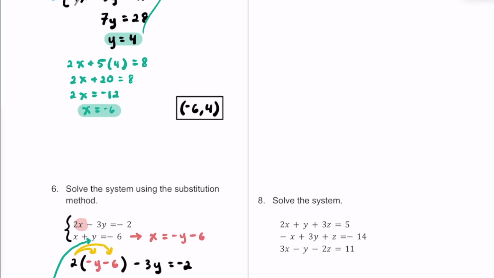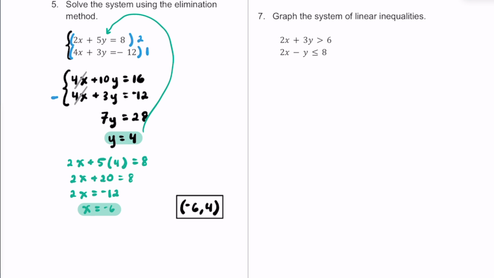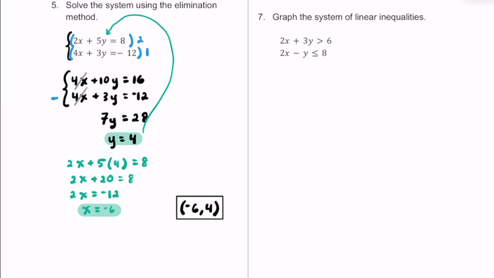Let's take a look at number 7. All right, number 7 looks like we have a system of linear inequalities. So keep in mind with inequalities, we don't generally just have one solution. We're going to have possibly infinite solutions here, right? So that could possibly happen here, especially because we're talking about shaded regions.